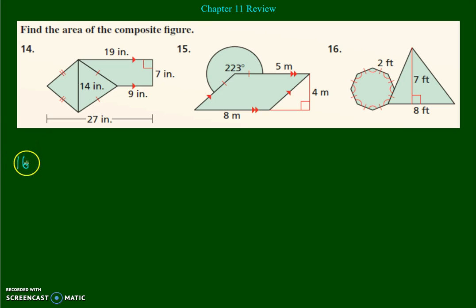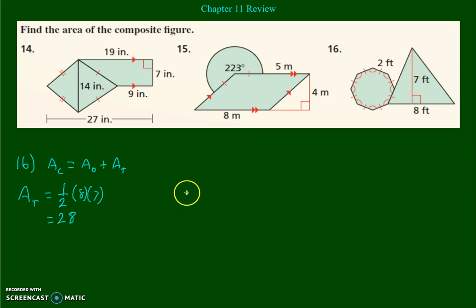For problem 16, we know that the composite area is going to be the area of the octagon plus the area of the triangle. To start with, let's get the area of the triangle first. That's the easiest one to get out of the way. That's 1/2 base times height. So that's 8 times 7, which gives us 28.